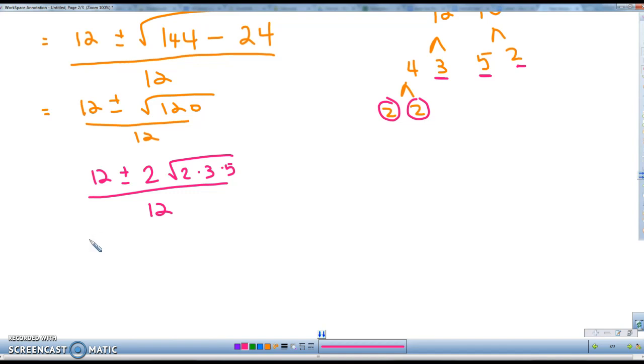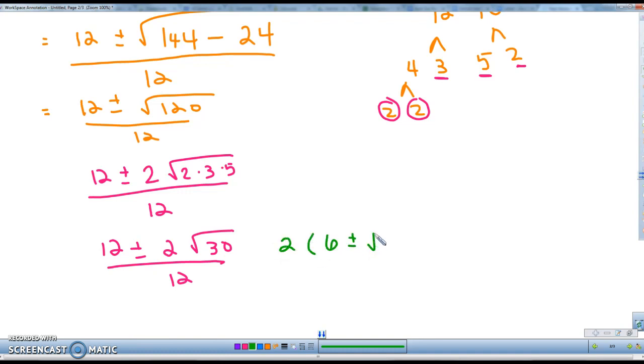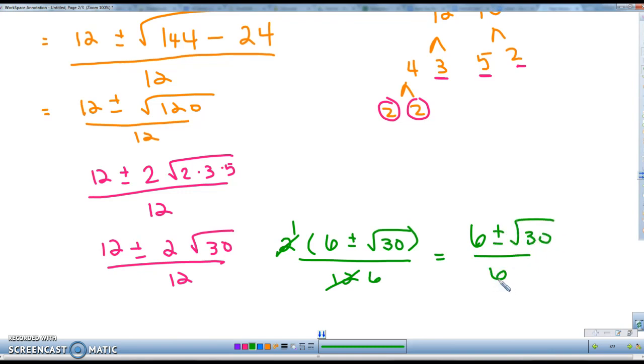And then I can multiply what's inside the radical. So I have 12 plus or minus 2 radical 30 over 12. And I'm starting to notice that I have two 12s and this 2, and all of those are divisible by 2. They're all even. So if I wanted, I could factor a 2 out on top, and then I'd have 6 plus or minus radical 30 over 12. I can cancel. That becomes a 1. That becomes a 6. So my final answer would be 6 plus or minus radical 30 over 6. And I can leave my answer like that. That is what x equals.